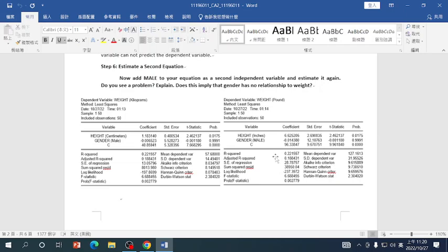minus 0.0065. So the weight of the male is less than the female by 0.0065 kilograms, which is equal to 0.0143x pounds in pound per inch, after we calculate from kilograms to pounds. I think this is the first case we see with gender as a variable where the coefficient is negative, right?